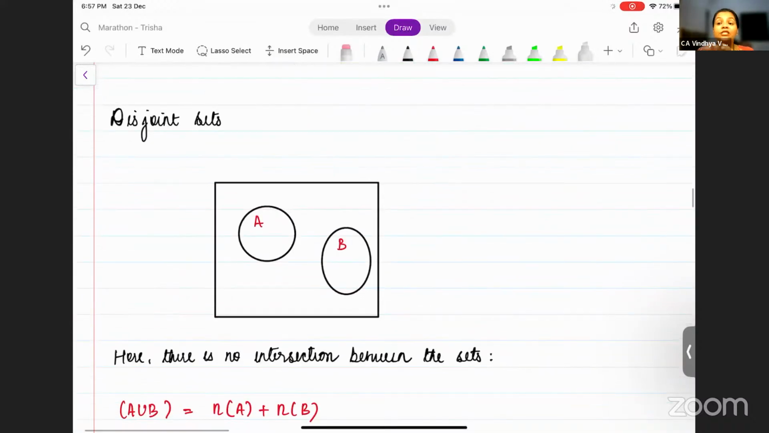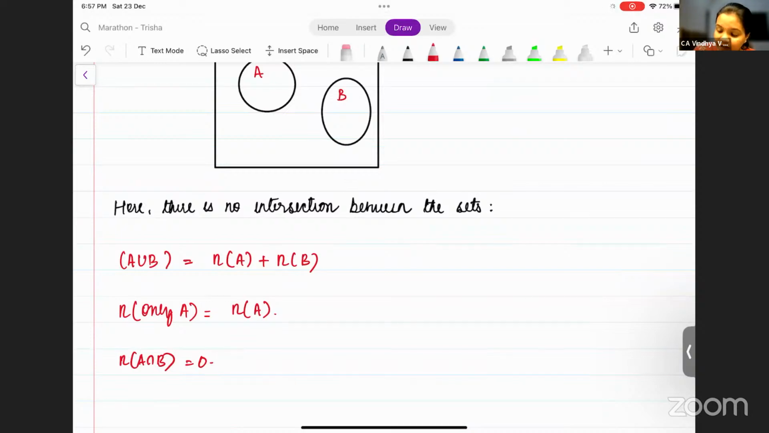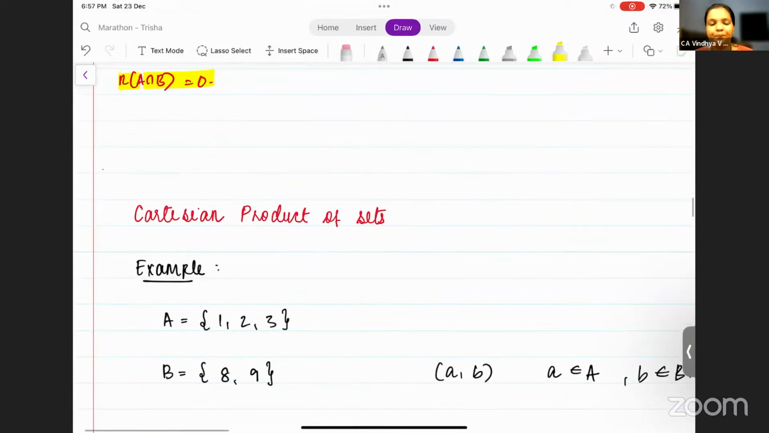Next, you have something called disjoint sets, where the sets are not intersecting each other. So here, N of A union B will be N of A plus N of B. N of only A is nothing but N of A. And N of A intersection B is 0. That is nothing. A intersection B is a null set, so the cardinal number is 0.